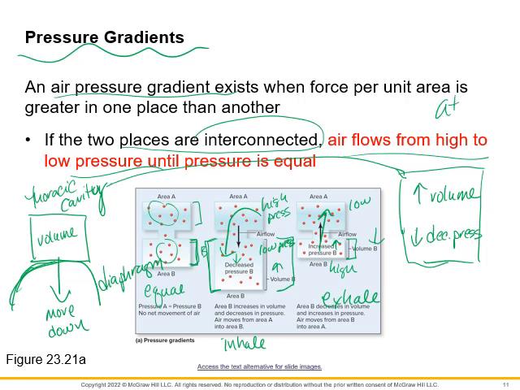So now out here in the atmosphere, the air that we're breathing in, the pressure is higher. So what happens to the air? It moves into the lungs. Why does it move into the lungs? Because the pressure is lower in the lungs. So this is how oxygen moves into the lungs.